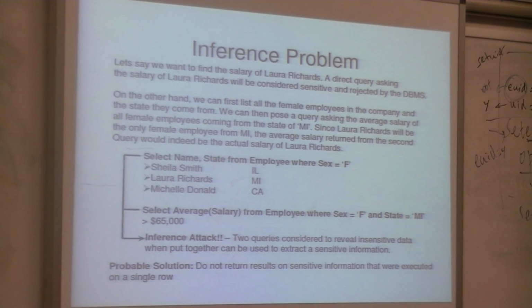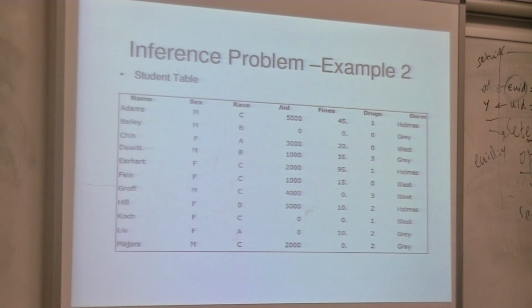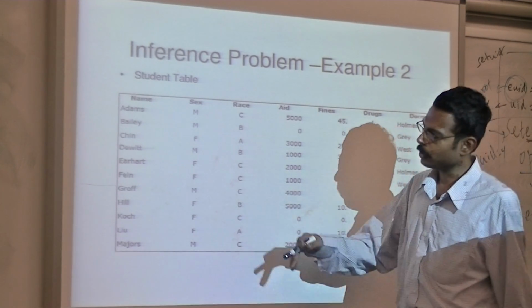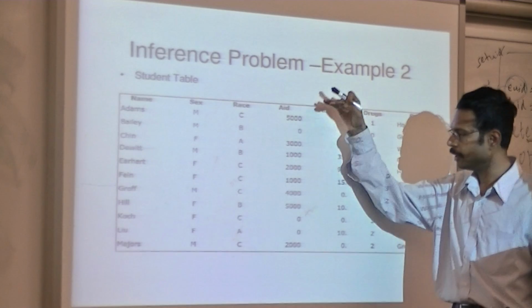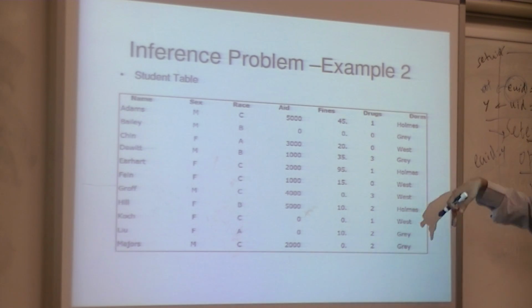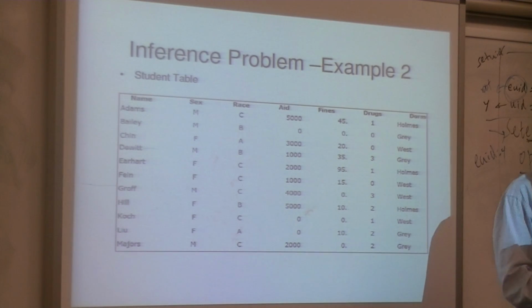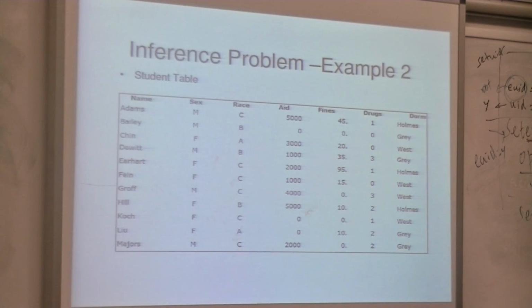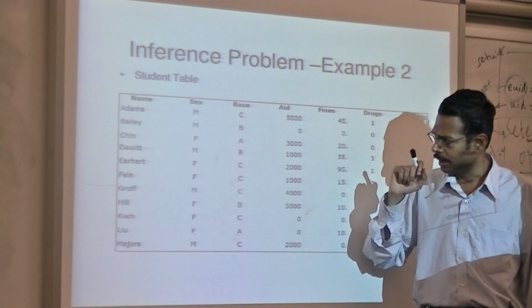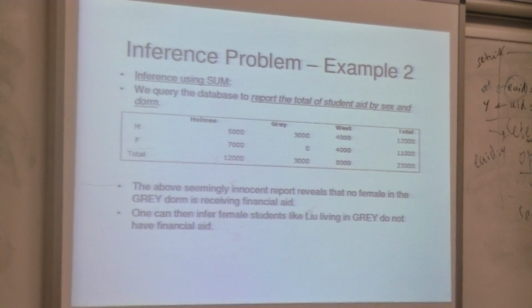There we'll see the different ways you can prevent this. So now we have the student database where you have the names of all students, the sex, the race, the financial aid they are getting, the fines they are paying, whether they consume drugs or how many drugs they consume, and the dorms they stay in. Now, the thing that we are trying to find out is whether a particular student is receiving any financial aid or not.